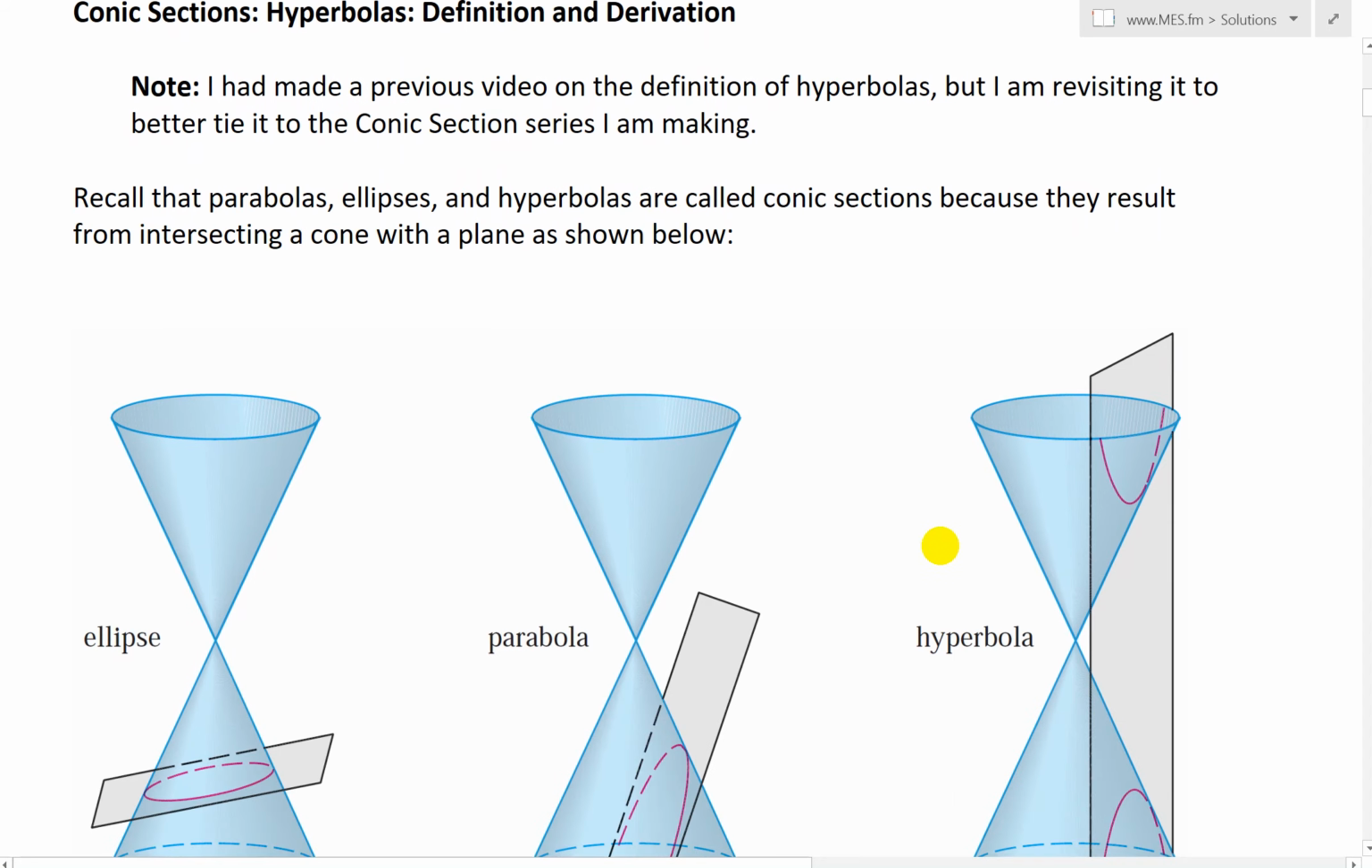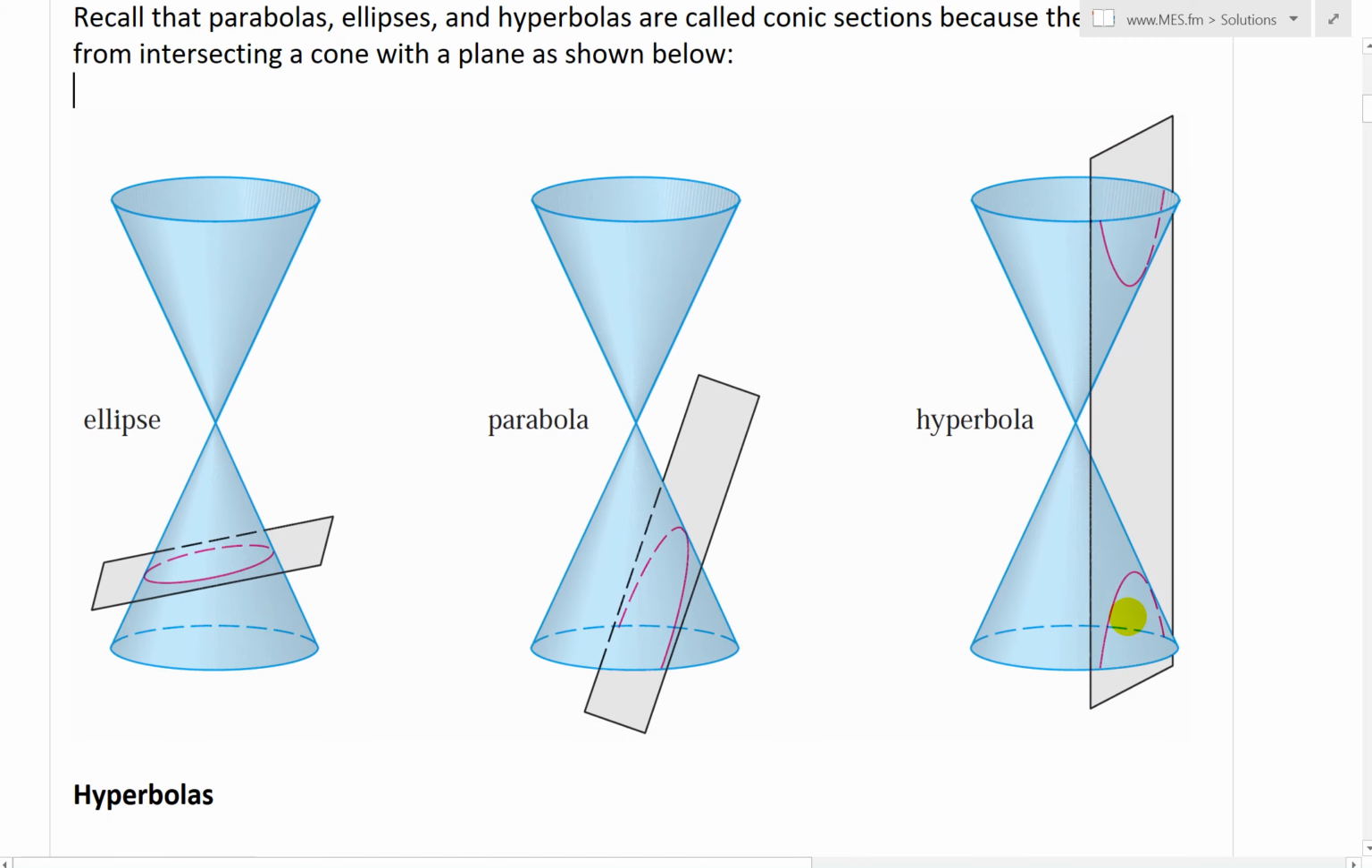Now recall from my earlier videos in which I went over the ellipses and the parabolas. So basically recall that parabolas, ellipses, and also hyperbolas are called conic sections because they result from intersecting a cone with a plane as shown below. So here we have ellipse, there's parabola, and there's hyperbola.